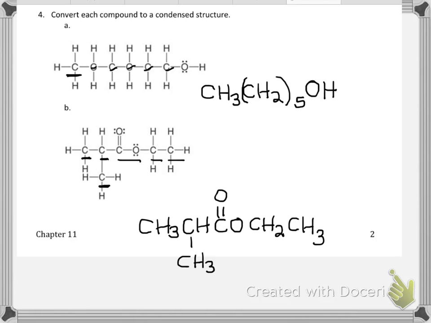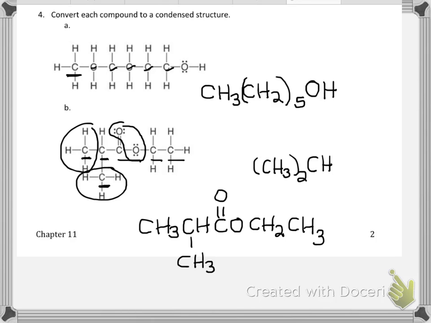Now we actually could condense this even more, because do you see that there's a CH3 and a CH3 right here? So you could write CH3 with a 2, then your CH, then because there's 2 oxygens on the carbon, you could write CO2, and then CH2, CH3. Now I would accept this first way that I wrote, but the other way is also completely acceptable.